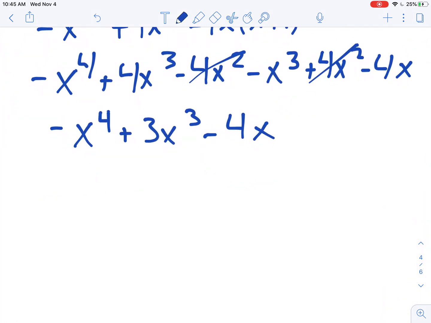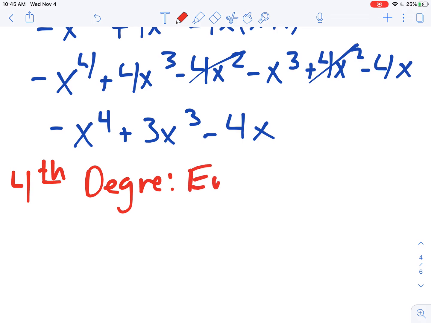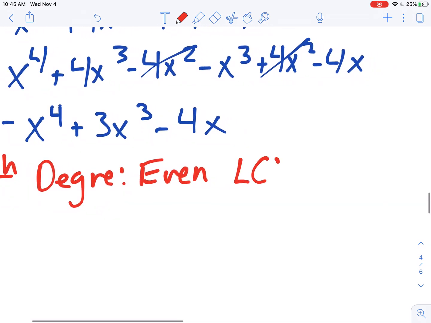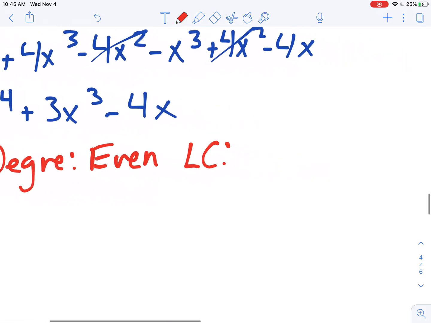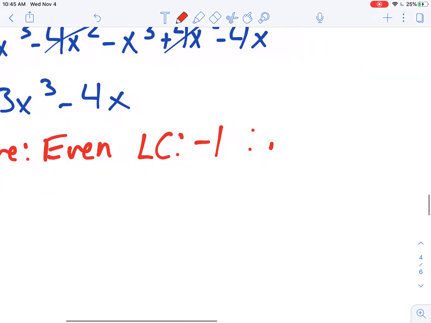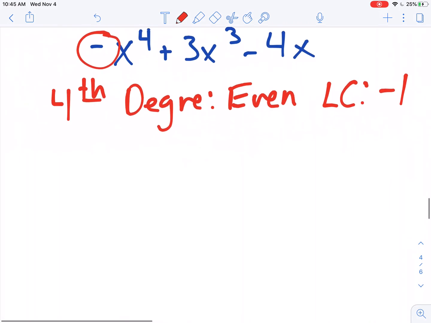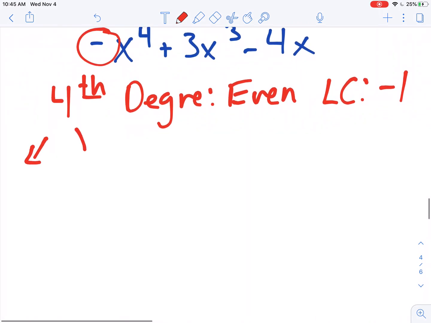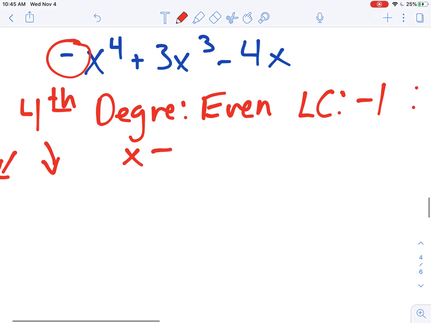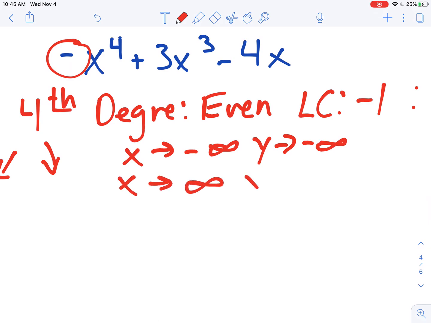So here I know that this is a 4th degree, which is even. Your leading coefficient, your first number, is a negative 1. So this means that this is a negative even polynomial. And since it is a negative even polynomial, that means it's going to point down in both directions. Or as x approaches negative infinity, y approaches negative infinity, and as x approaches positive infinity, y approaches negative infinity. That's the mathematical way to state this.